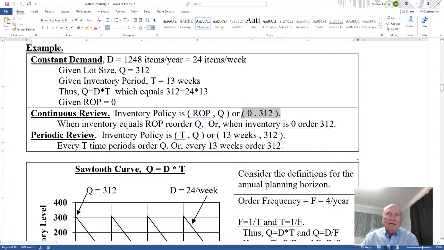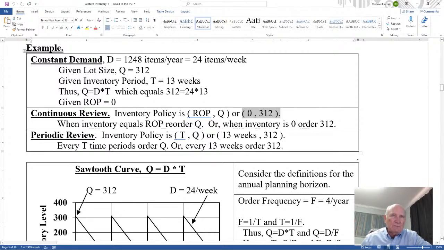And often in industry, they will say my inventory policy is (0, 312) or (10, 200). What does that mean? Well, my reorder point is 10. My lot size is 200. My order quantity is 200. Or it's (25, 3000), or (500, 600). So the ROP is one value, and the Q is the second value. When you have two numbers like that, in this course anyway, that indicates the continuous review inventory policy, where the first number is the reorder point and the second number is the order quantity.